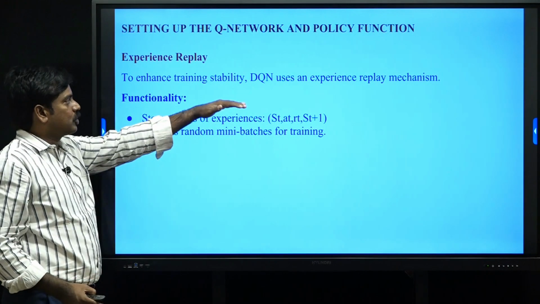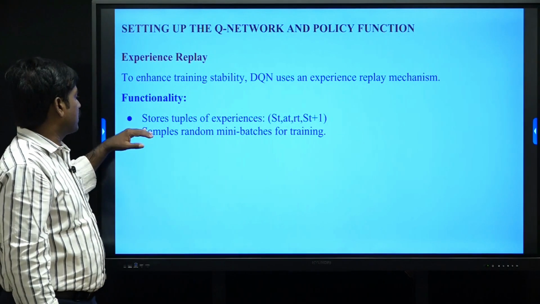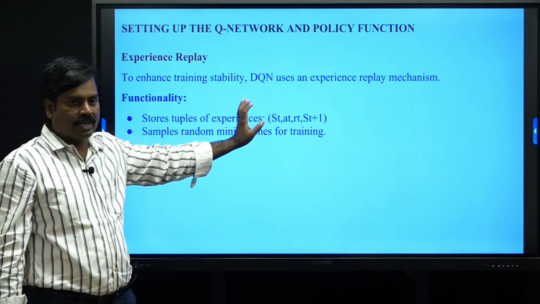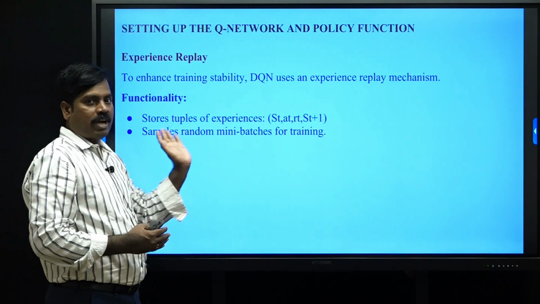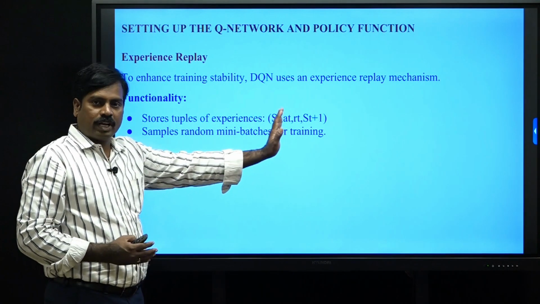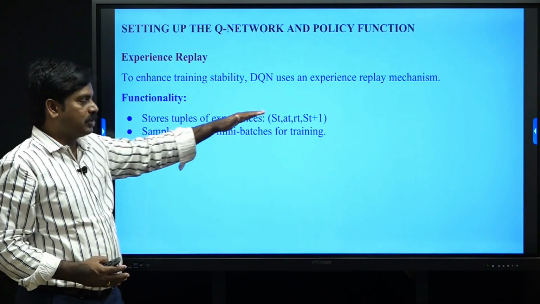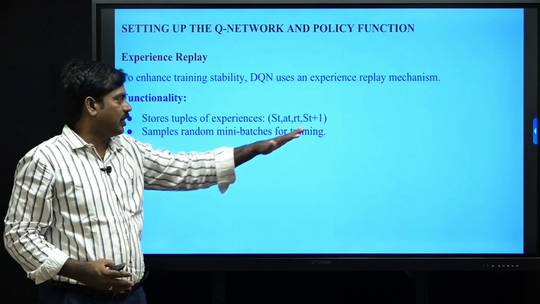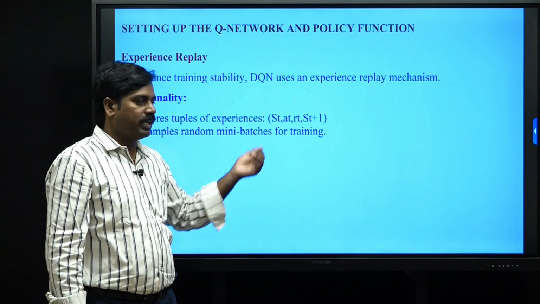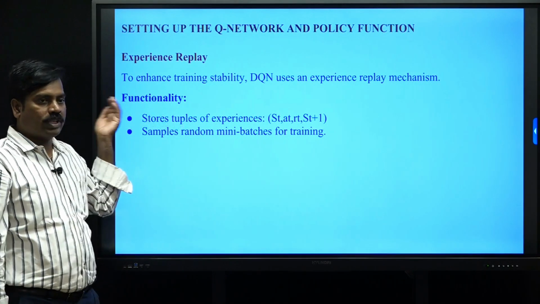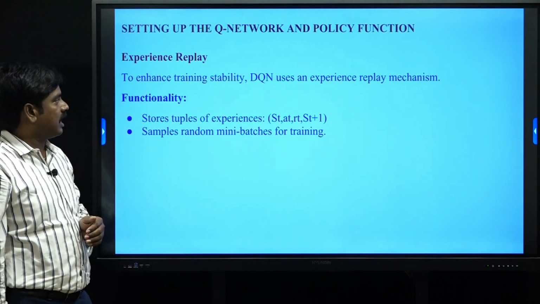To ensure training stability, the DQN uses an experience replay mechanism. It stores tuples of experiences: the state, the action, and after applying the action, the reward and the next state of the environment. It maintains the state, action, next state and reward in a tuple, stores them in a buffer, and samples random mini batches for training. That is experience replay, to stabilize the training process.